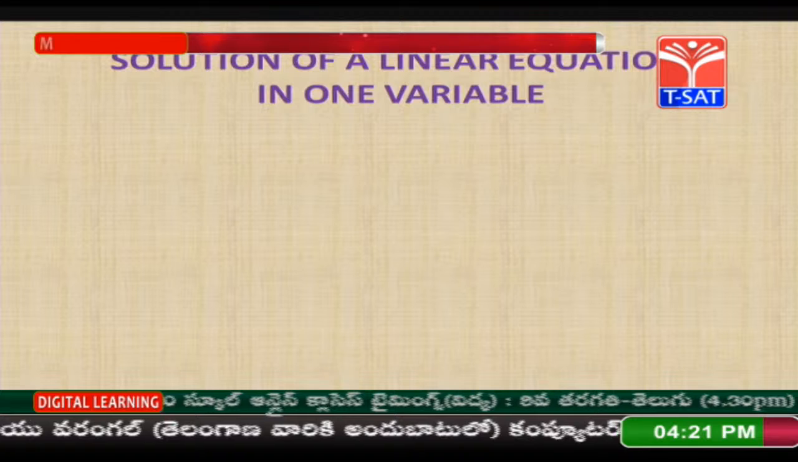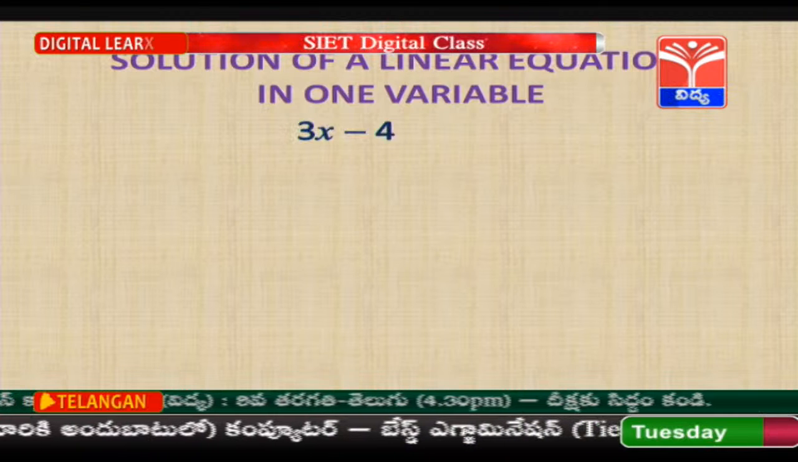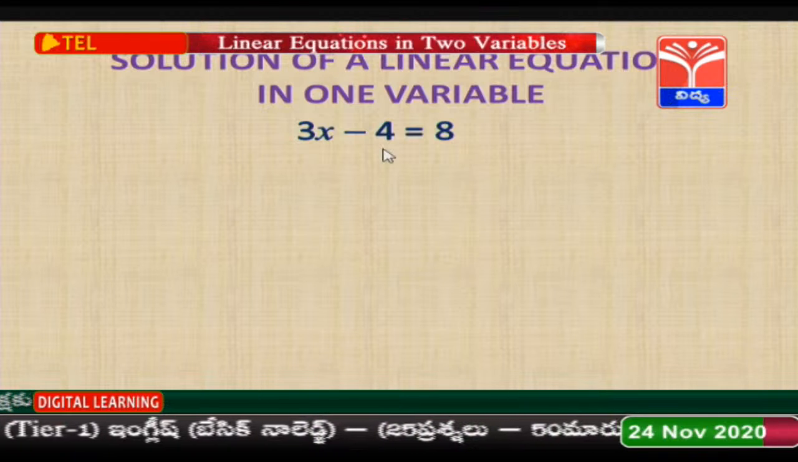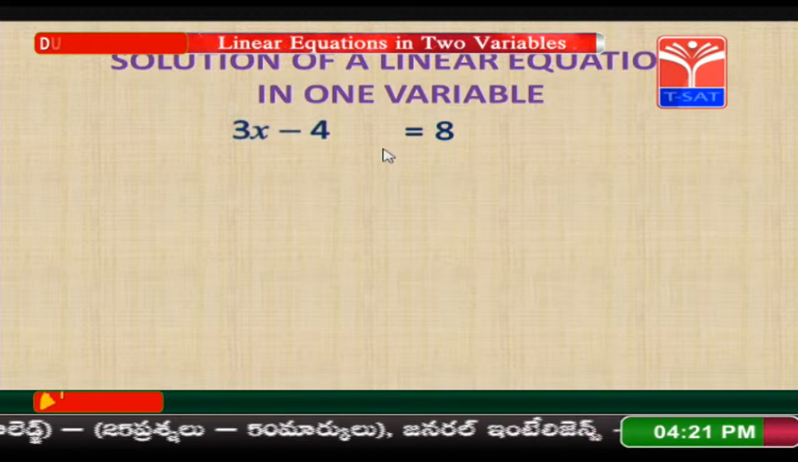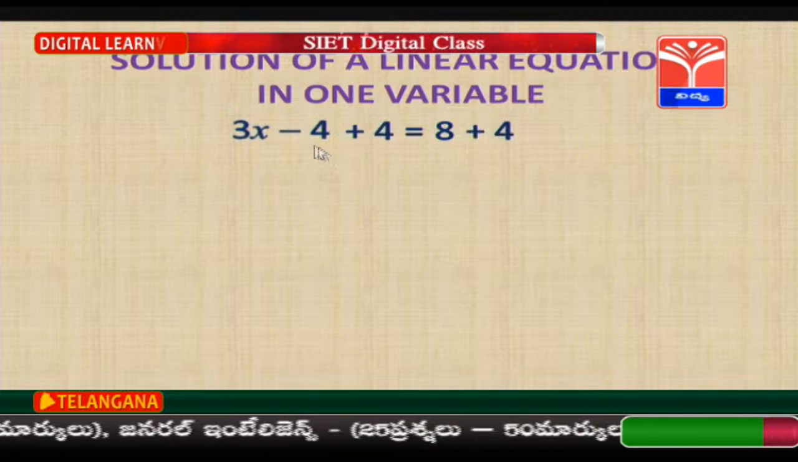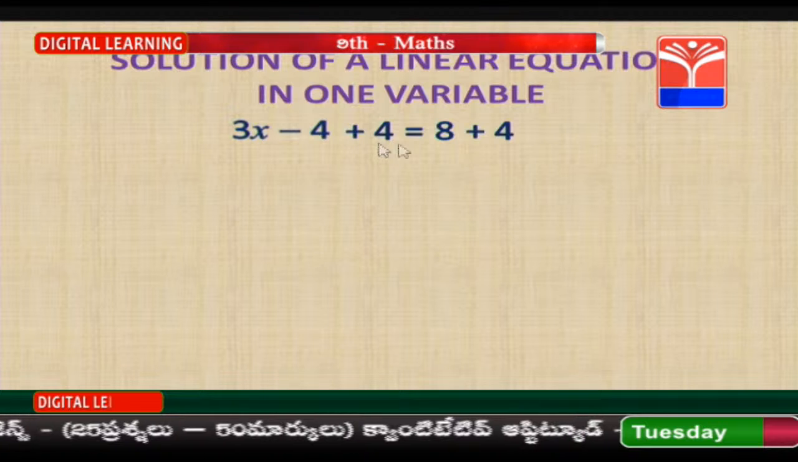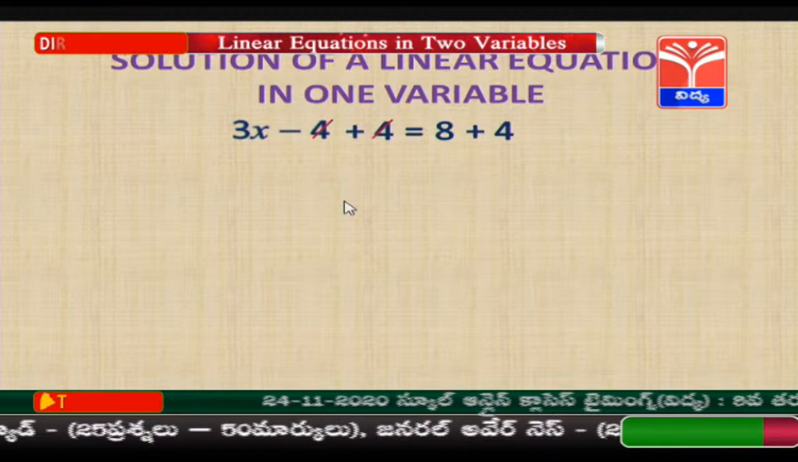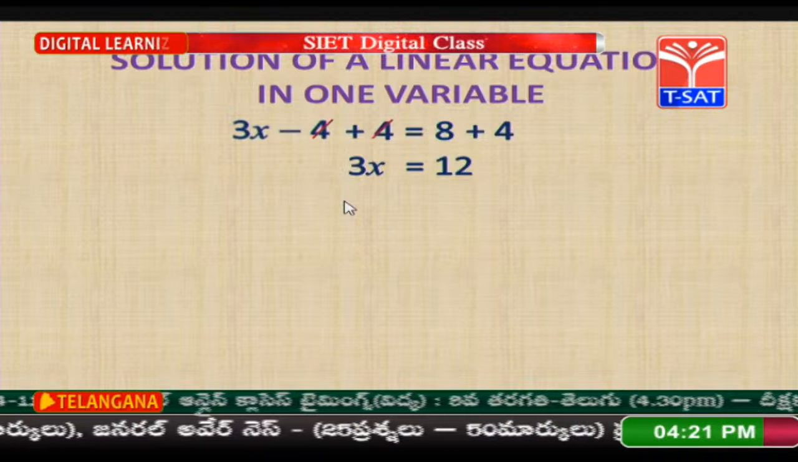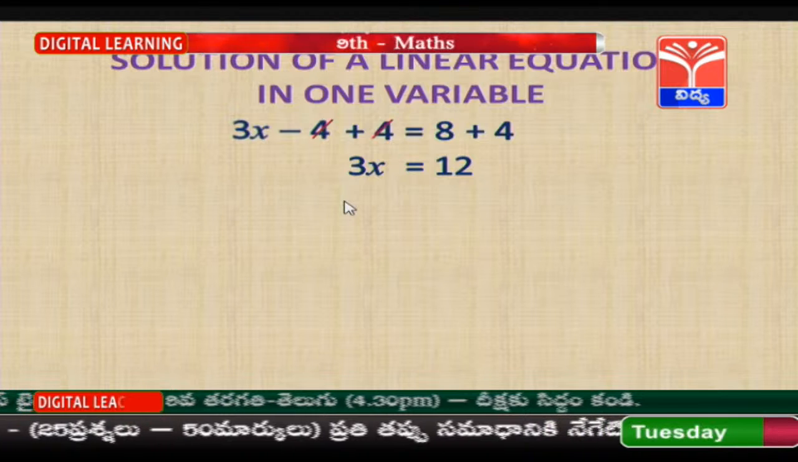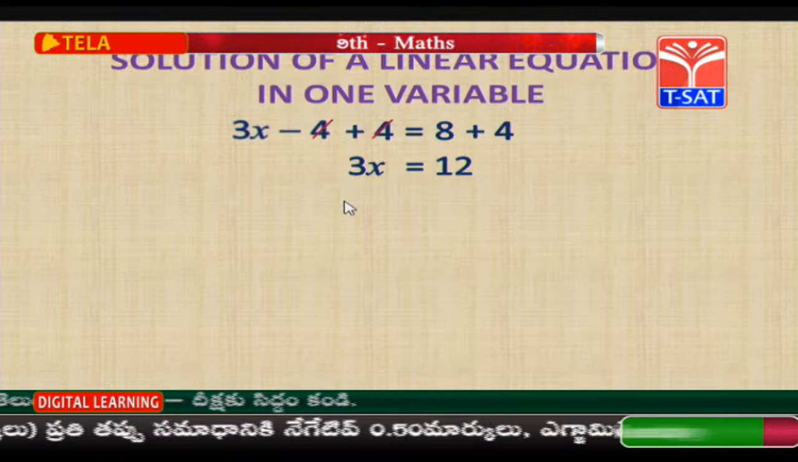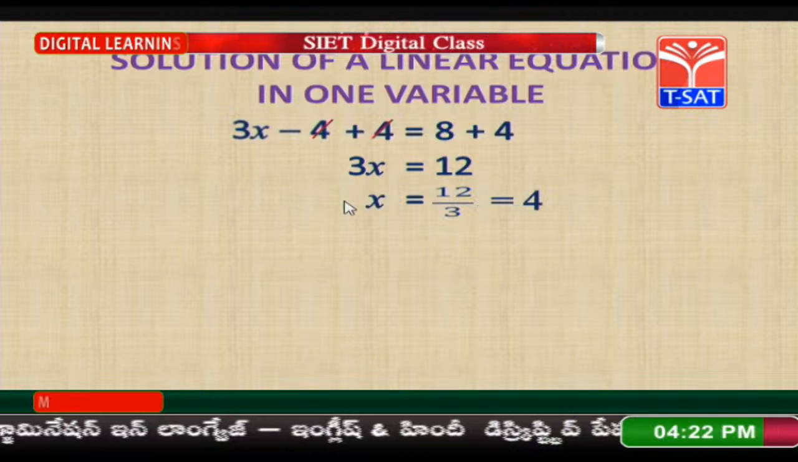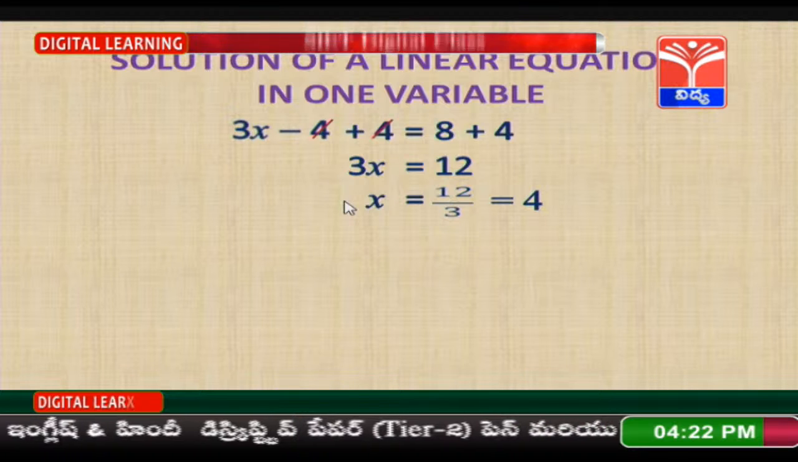The solution of a linear equation in one variable, 3x minus 4 is equal to 8. Now, how to find the value of x? Here, please see what happens. Are you able to see here? Minus 4 plus 4. Here 8 plus 4, what happens? Minus 4 and plus 4 get cancelled and you are getting 3x is equal to 8 plus 4, how much? 12. So, 3x is equal to 12. Now, x value is equal to how much here? 12 by 3, which is equal to 4. That means, you are getting the x value as 4.